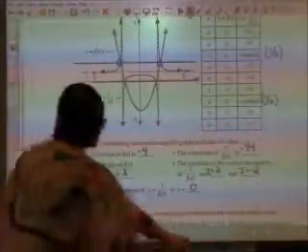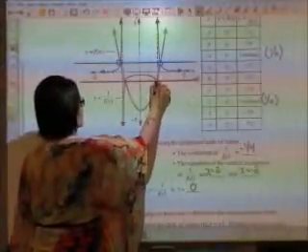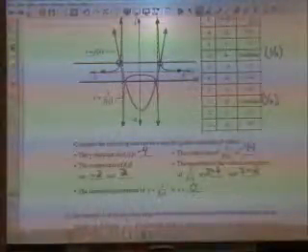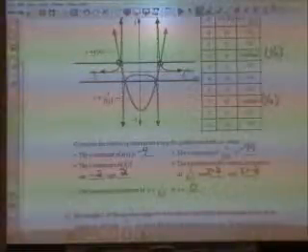And then I have 2 more invariant points, right here and right here. It's just in this circumstance, the x values are not whole numbers. They're going to be possibly irrational numbers that would give me those invariant points.